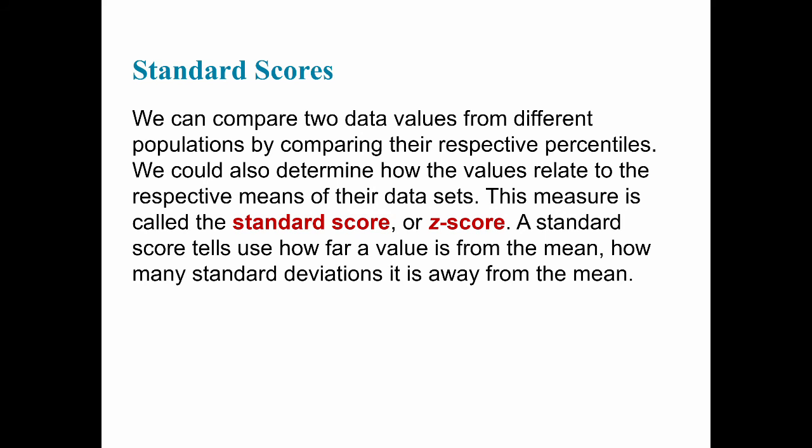So the standard score or the z-score is simply the number of standard deviations our data value is away from the mean. So back when we were talking about Chebyshev's theorem, this is what K was. K was a z-score. So K is the number of standard deviations away from the mean a data value is.